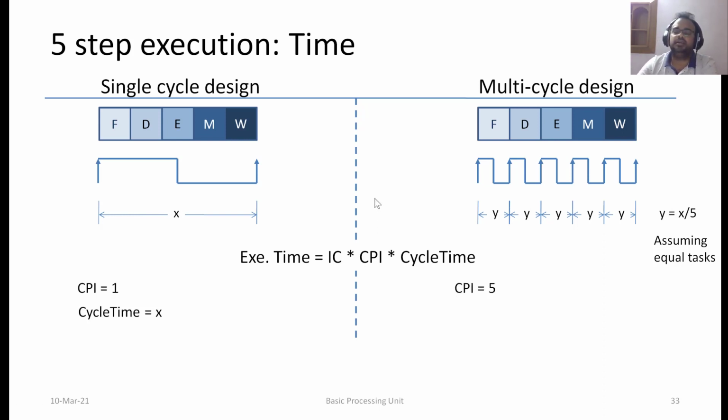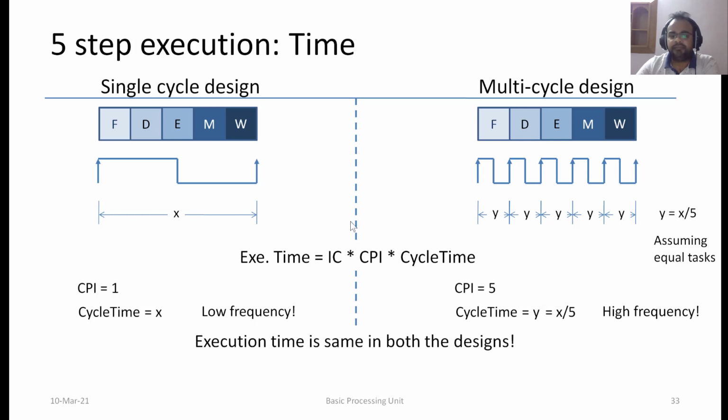and the cycle time itself is x. In the multi-cycle design, the cycles per instruction is 5, because each of them will take 5 cycles with cycle time of y. And in both the implementations, because we are following the same ISA, let's say we are using the same compiler as well to avoid any other secondary effects, the instruction count would still be same. So in that case, the execution time of the program will be same whether we go for the single cycle design or multi-cycle design.